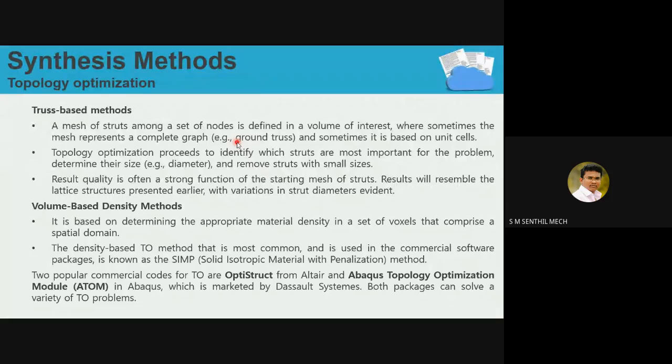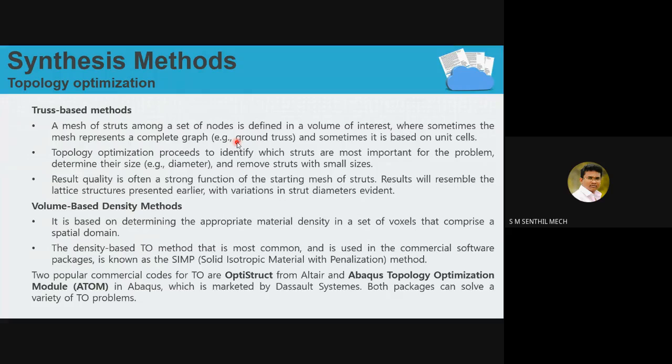If there is a particular area where a load is heavily acting, you can add more studs. And in any other area where there is no load acting on a particular component, you can remove the studs, because whenever you put a stud there, you are adding weight. So that is the truss-based method.